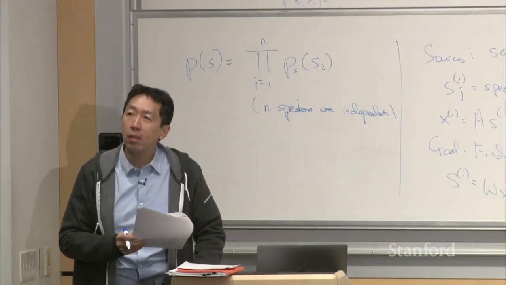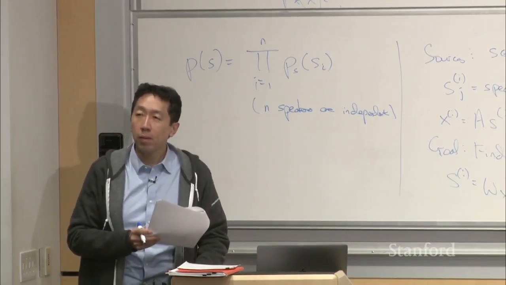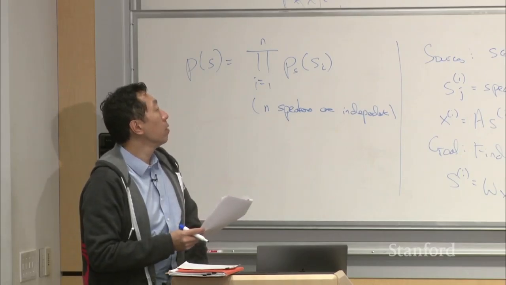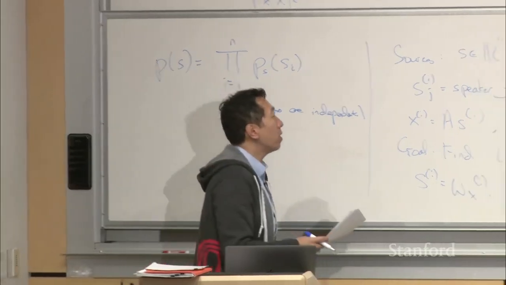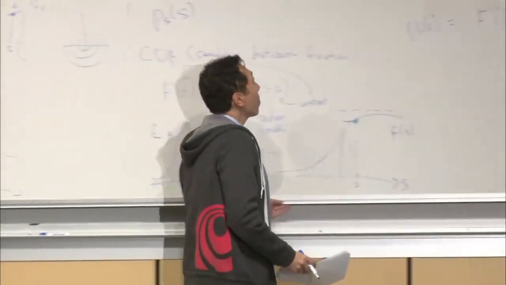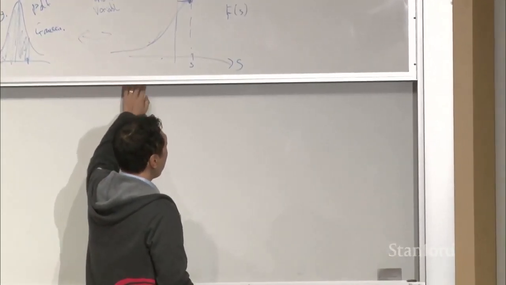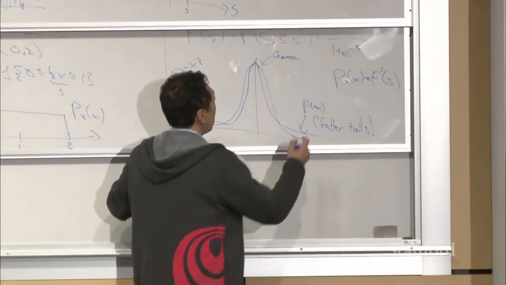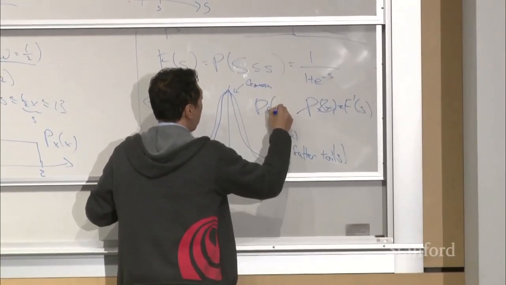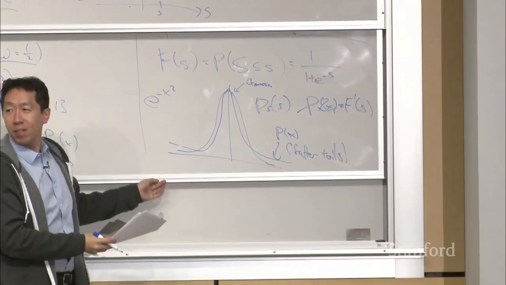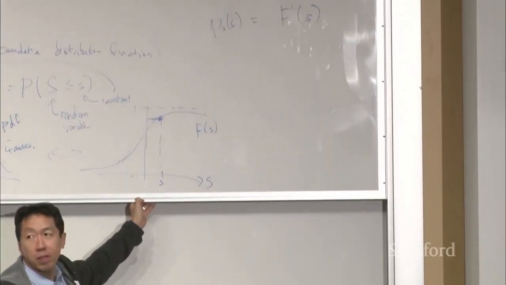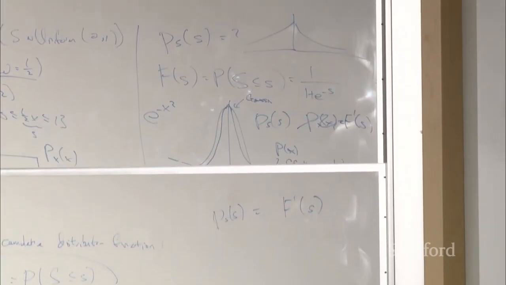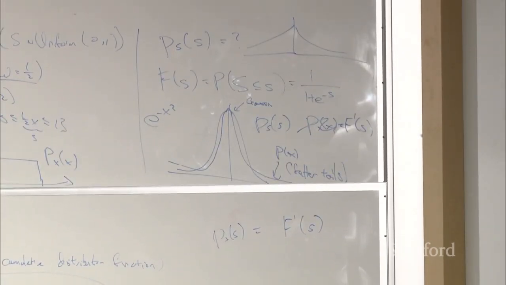Sorry, on the top right whiteboard, why is it the case that the probability density function of x is equal to the derivative of the cumulative density function of x? Oh, yes, you're right. Sorry about that. Yes, this should have been P of S. Thank you. Right, you go from a CDF to a PDF by taking derivatives.